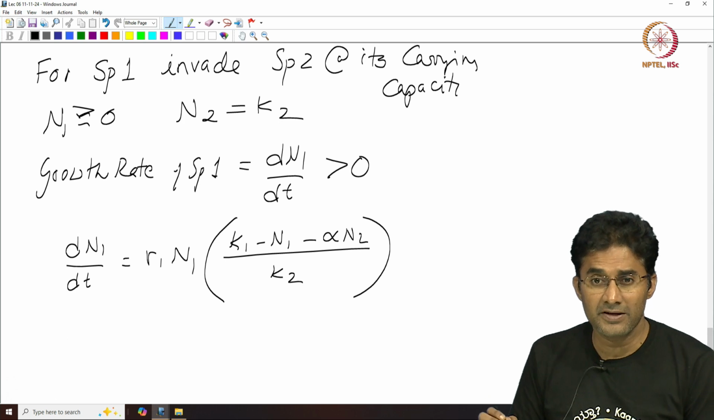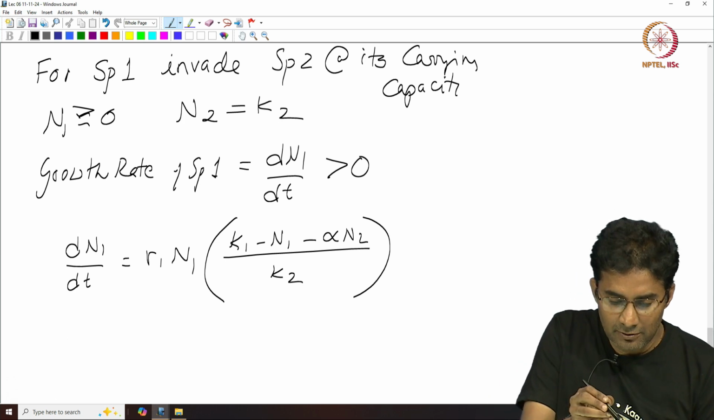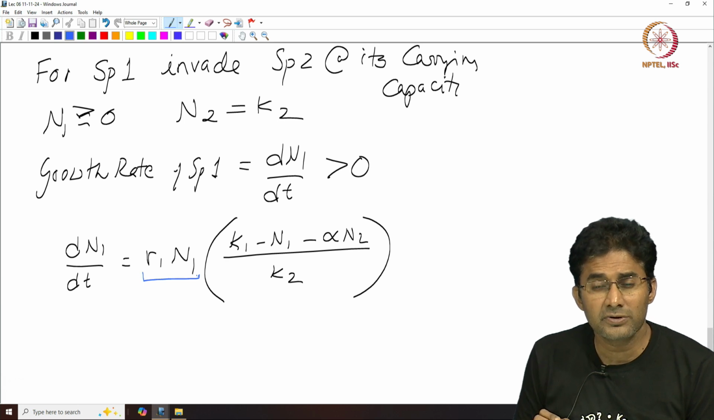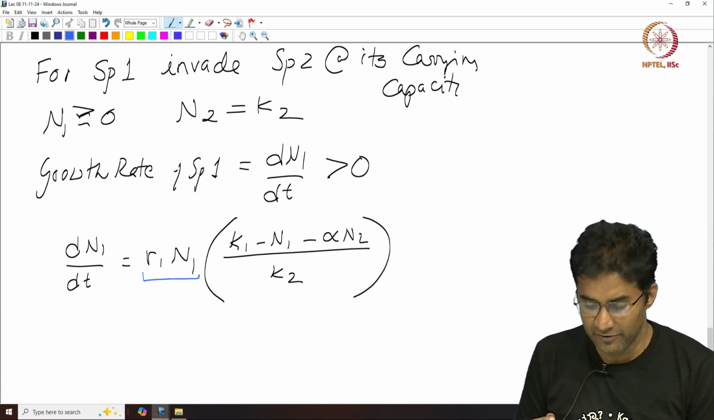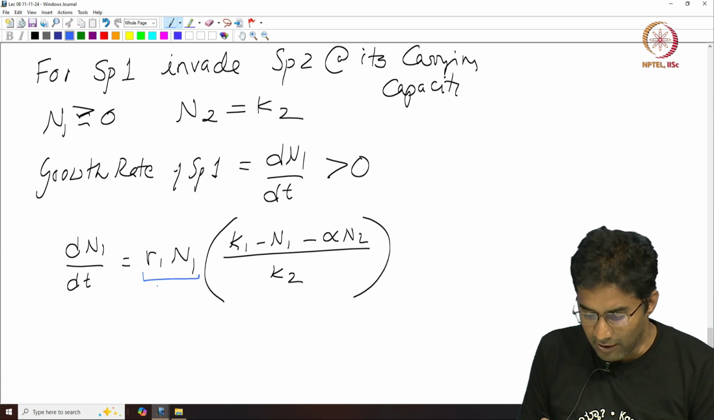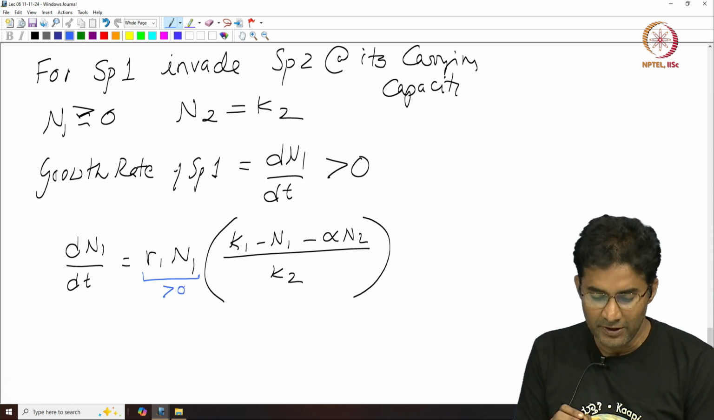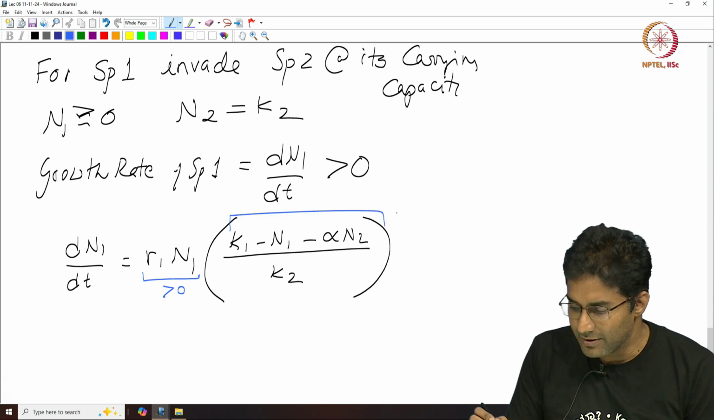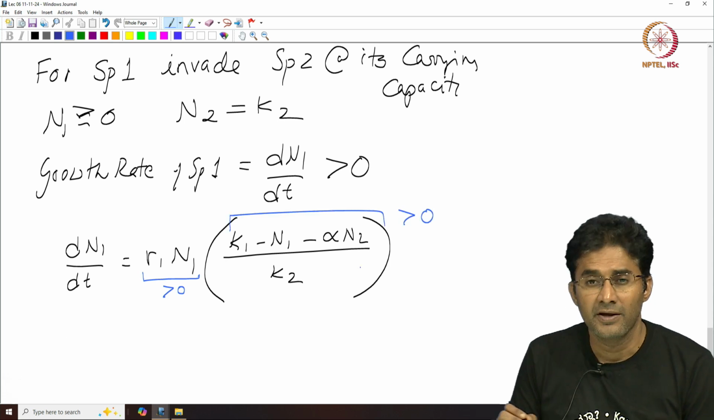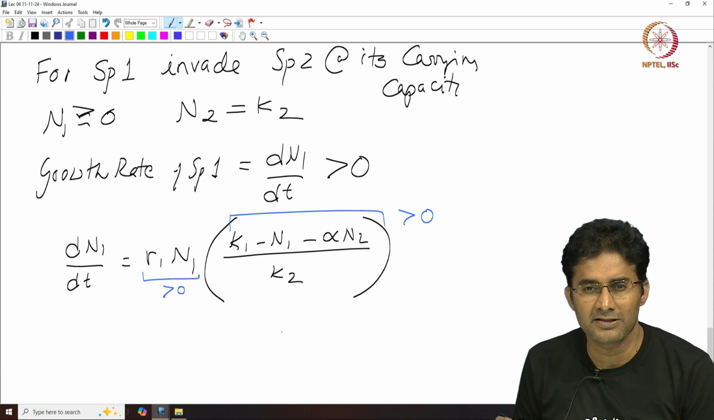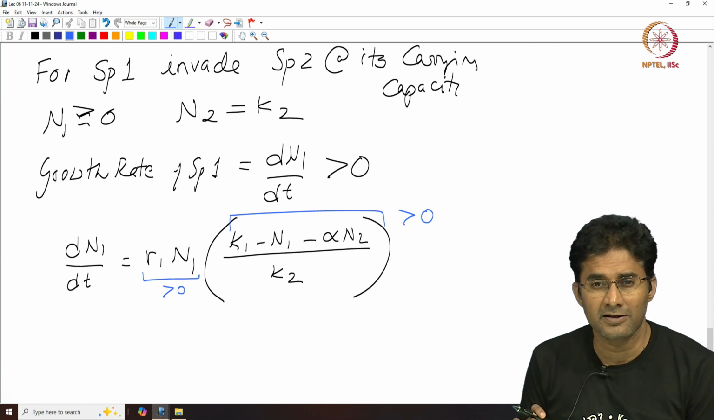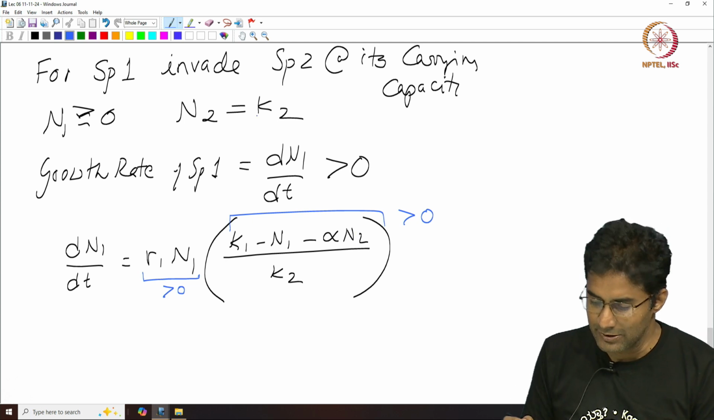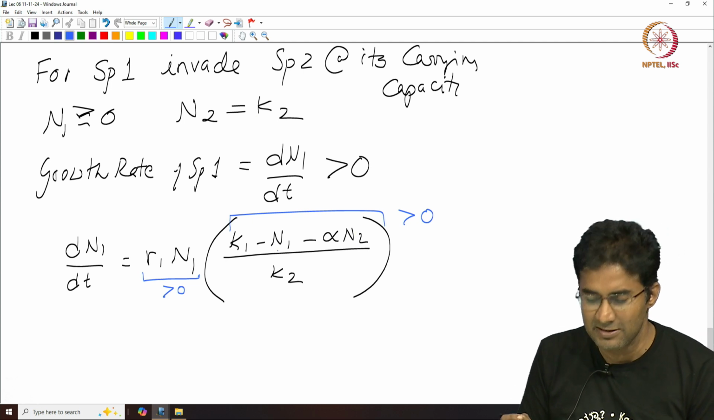Now, in this equation, if this has to be positive, let us look at each term. R1 is the growth rate of population N1 when it is really small in size, therefore R1 is positive, and R1 N1 we always expect to be greater than 0. Therefore, for the entire growth rate to be positive, the quantity in the bracket has to be greater than 0. Then the product will be greater than 0. Now, also recall that N2 is close to K2 and N1 is a small and negligible quantity.